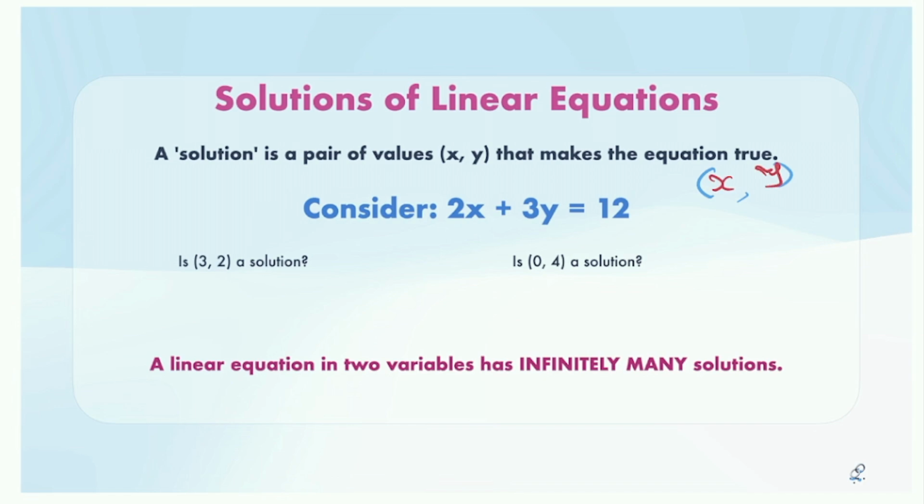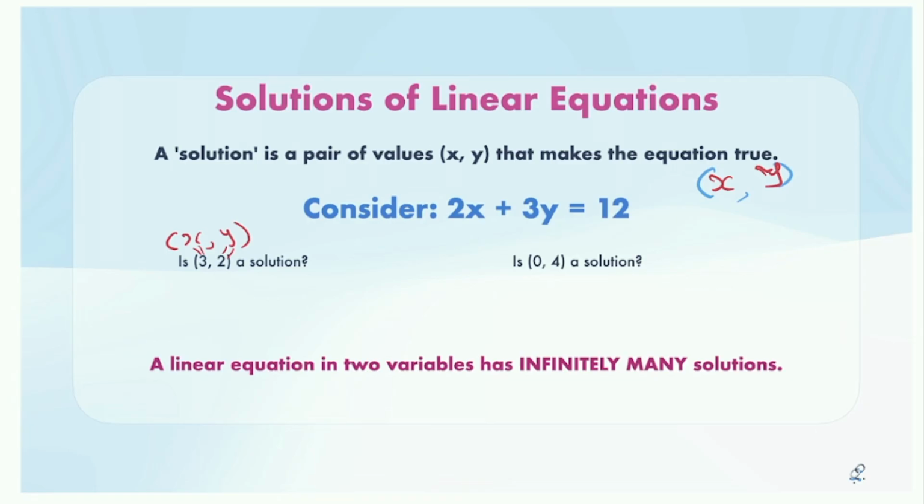Here the first one will be the value of x and the second one will be the value of y. If you see 2x plus 3y equal to 12, now let's check whether (3, 2) is a solution. If you compare it with x and y, the value of x will be 3 and the value of y will be 2. So if I put the values of x and y in this equation, will it satisfy the equation?